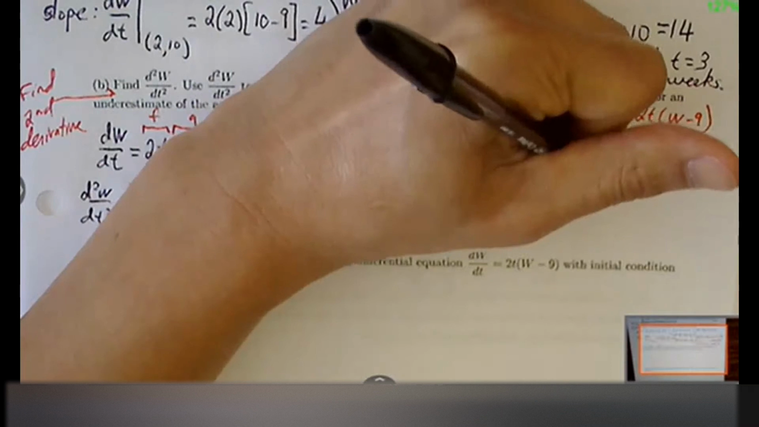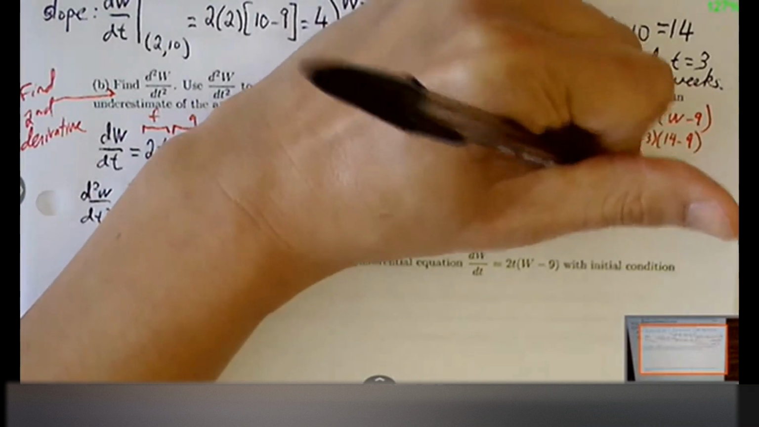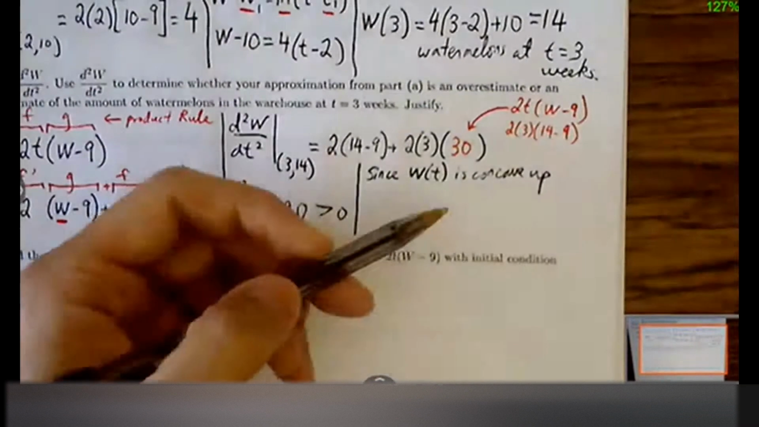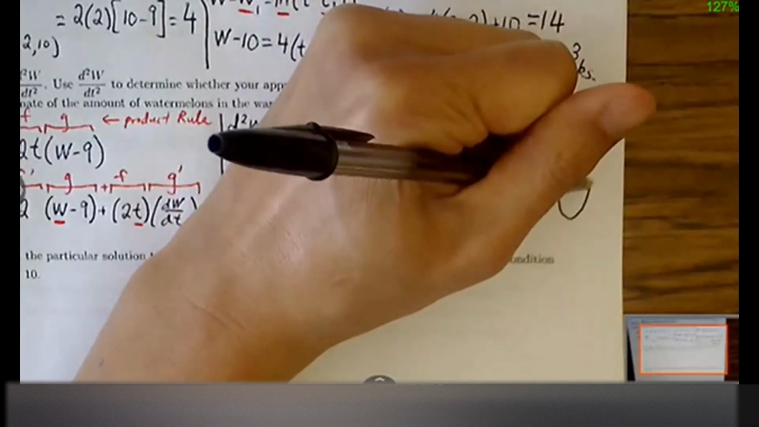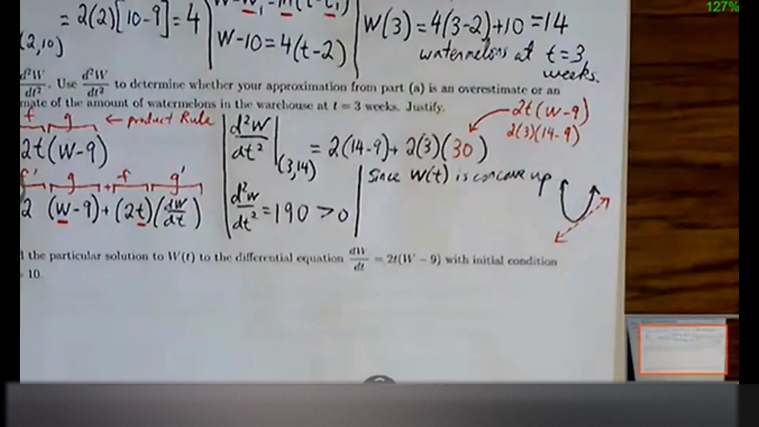So I'm going to say since W(t) is concave up, and you don't have to draw this, but I just want to be able to convince you that if my graph is concave up, it doesn't matter where my tangent line is, it's always going to sit safely below the curve, right? It's going to under approximate.